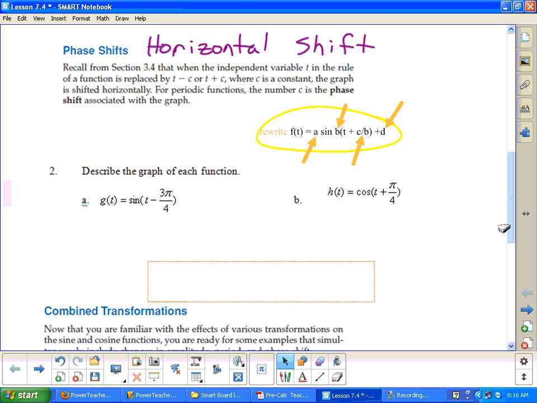So we want to describe these graphs. Letter A, what happens with that graph there? It's a horizontal shift, 3 pi over 4 to the right. And what about B? It's a horizontal shift, pi over 4 units to the left.